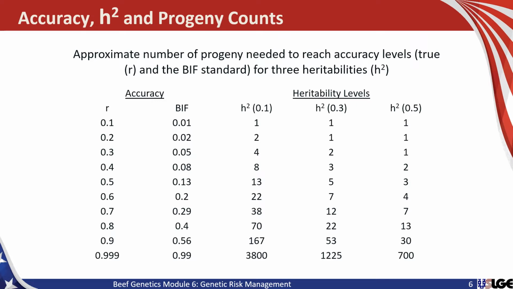You'll see as we approach EPD accuracy on the BIF scale of the mid 0.5s, or 0.56 here, that produces accuracy on the R scale of 0.9, so very high on the R scale. It takes about 167 progeny for a trait with a heritability of 0.1, for a heritability of 0.3, about 53 progeny, or for a highly heritable trait with heritabilities of 0.5, about 30 records. And notice here that as we approach the very end of the scale, it takes thousands of records to achieve high levels of accuracy.